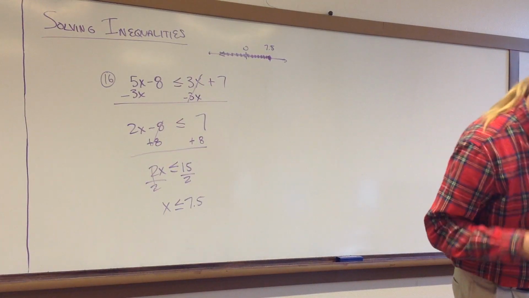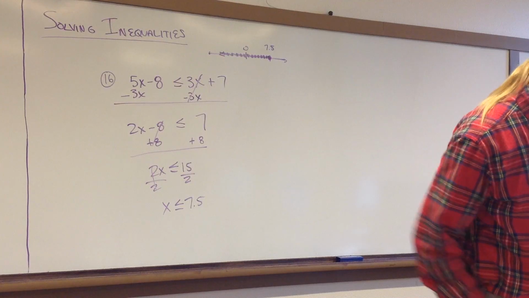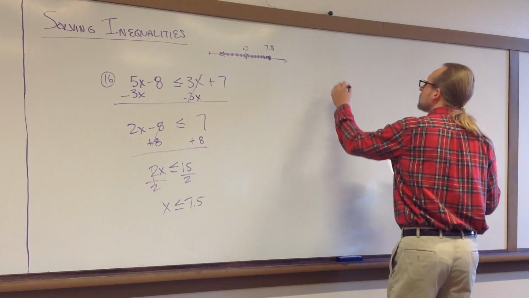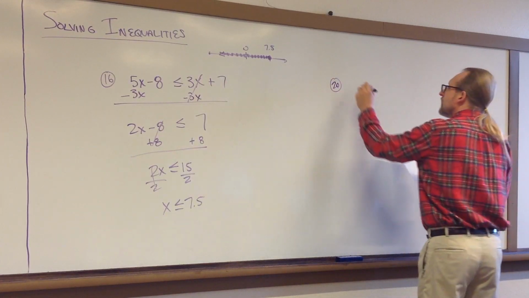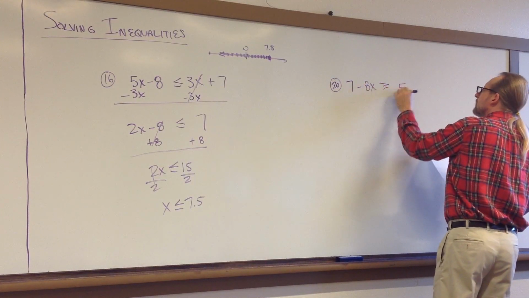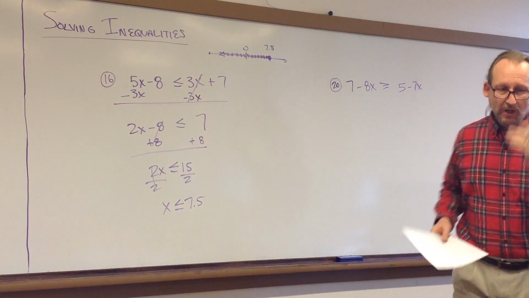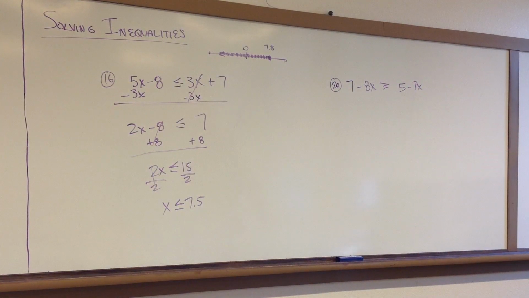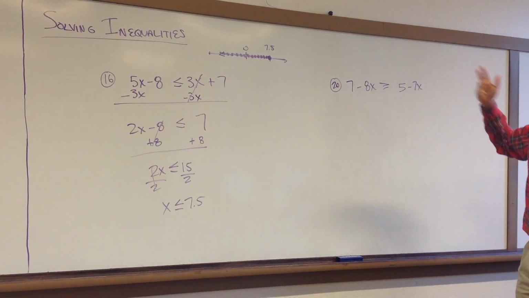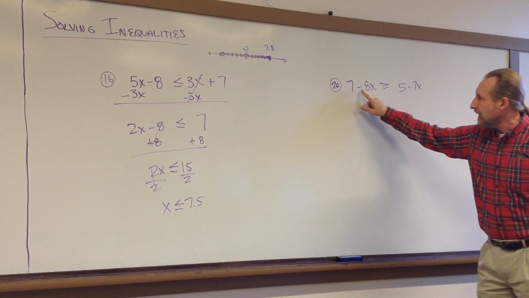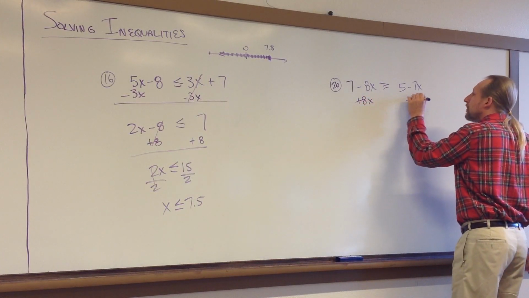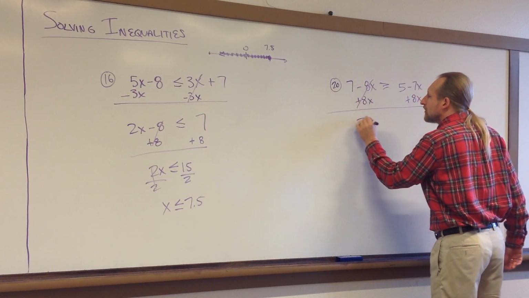Now let's look at a couple more here. Problem 20. We've got 7 minus 8x greater than or equal to 5 minus 7x. In this one, both the 8x and the 7x are negative, right? So if I want to move one to the other side, I'm going to have to add it. I'm going to choose to add this one over here, because when I do, I'll end up with a positive x.